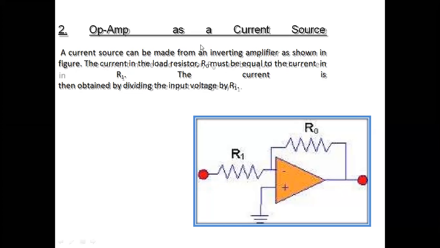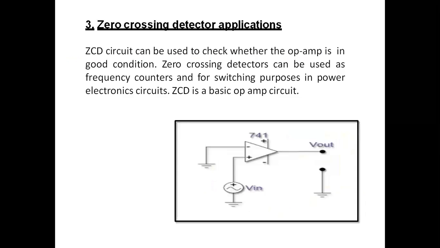Here, the current in the load resistance, that is nothing but output resistance RO, will be equal to the current that is flowing in the resistance R. So here we can calculate the current that is obtained by dividing the input voltage by resistance R. I equals V by R1.